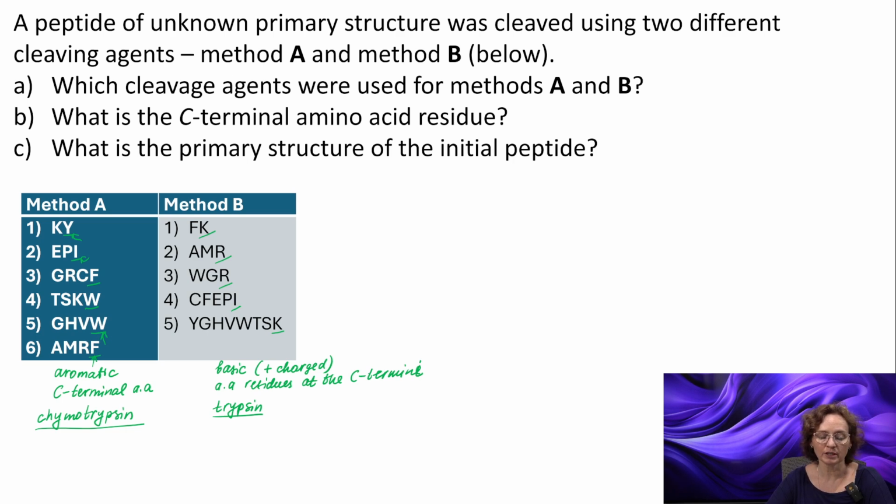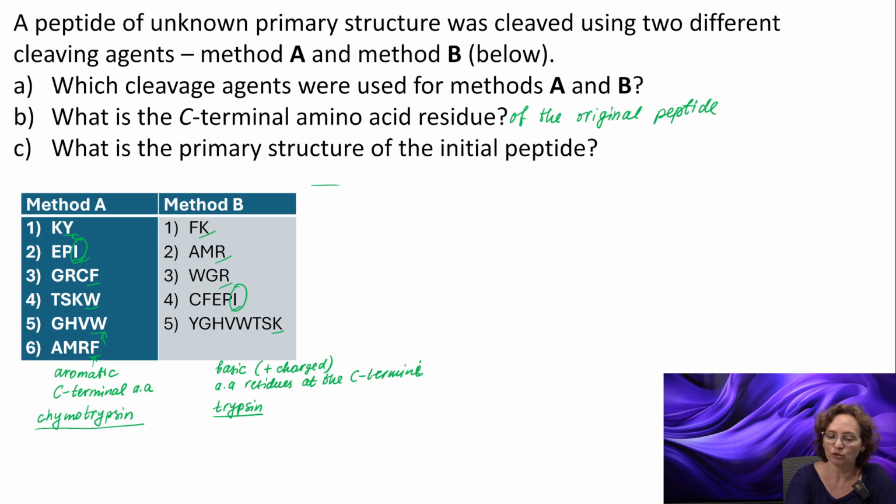The second question is to determine what is the C-terminal amino acid residue of the original peptide, the one that we try to analyze, right? For which we try to deduce the primary structure. And remember, when we tried to see what is common for those amino acid residues for each of the digests, we noticed that in both of them, isoleucine was kind of odd.